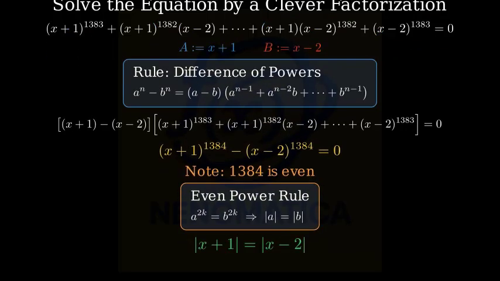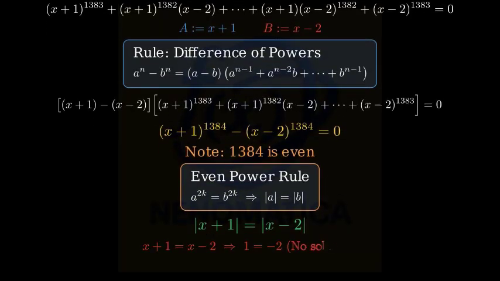Substitute back A equals x plus 1, B equals x minus 2. Absolute value of x plus 1 equals absolute value of x minus 2. The equation absolute value of x plus 1 equals absolute value of x minus 2 splits into two linear cases.